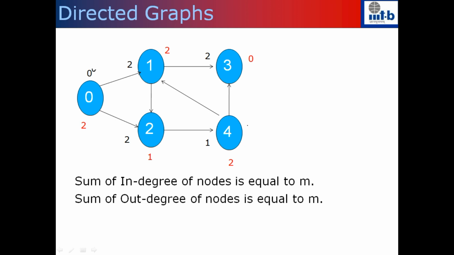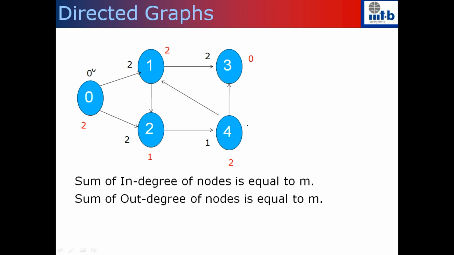Similarly, the sum of out degrees of every node in the graph is also equal to m. If you add up the numbers in red, you see that there are 3 nodes with out degree 2, and there is 1 node with out degree 1. So the sum of out degrees of all the vertices in the graph is exactly equal to 7. So the theorem is that the sum of in degrees of the nodes in the graph is equal to m, and the sum of out degrees of the nodes in the graph is also equal to m.